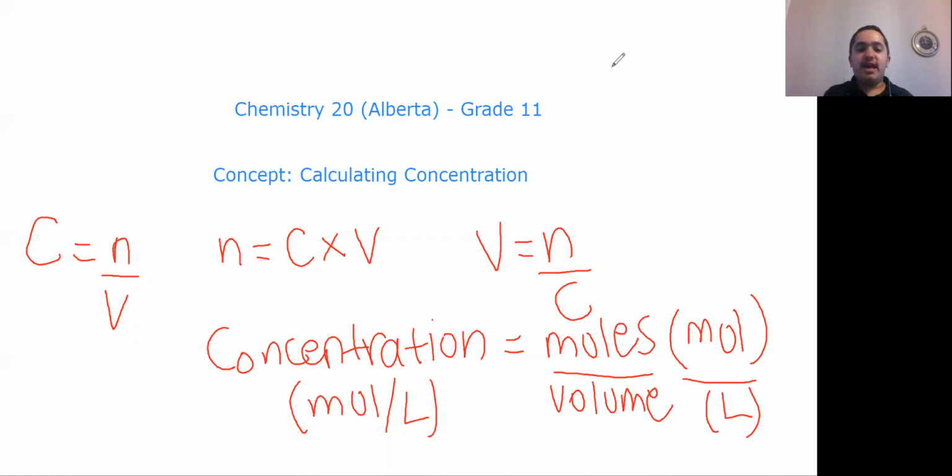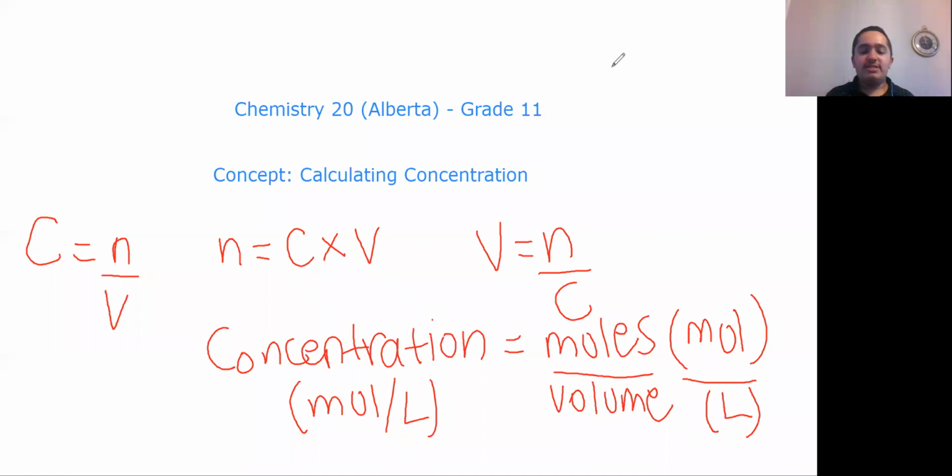It's Chemistry 20 Alberta, or grade 11 chemistry. Today we're going to talk about the concept of calculating concentration. So let's discuss these three formulas. C is equal to n over V.